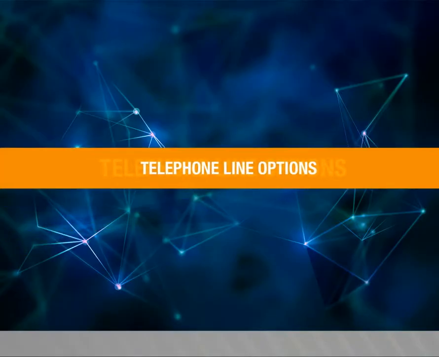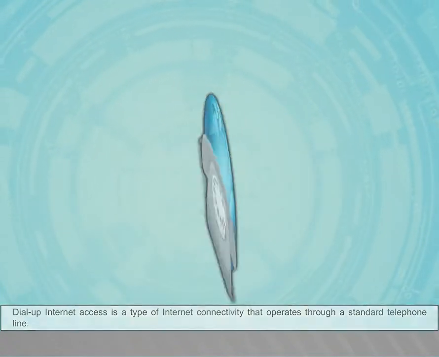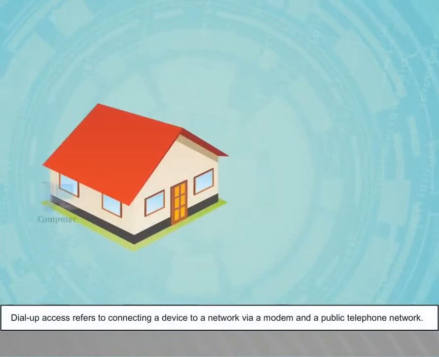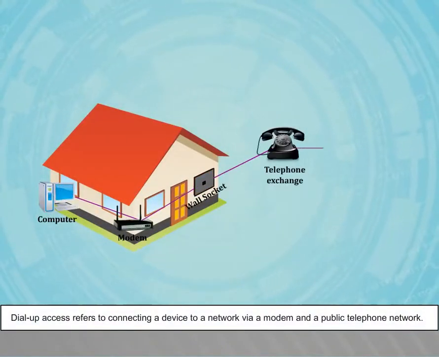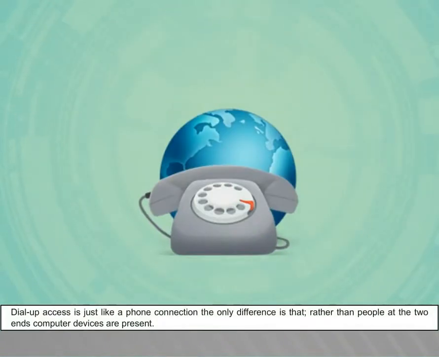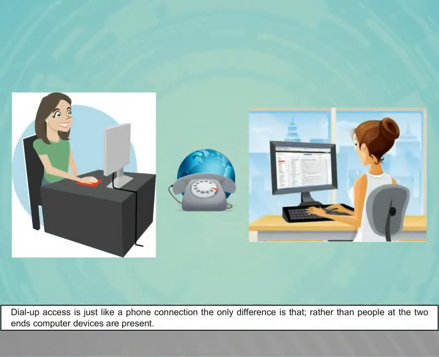Telephone line options. In this video, we are going to see about telephone line options. Dial-up internet access is a type of internet connectivity that operates through a standard telephone line. Dial-up access refers to connecting a device to a network via a modem and a public telephone network. Dial-up access is just like a phone connection. The only difference is that rather than people at the two ends, computer devices are present.